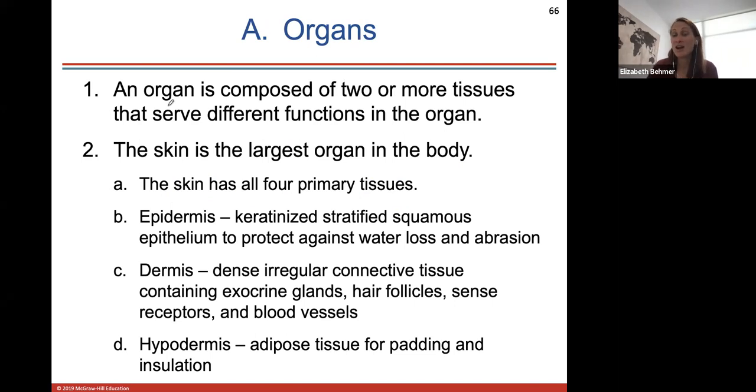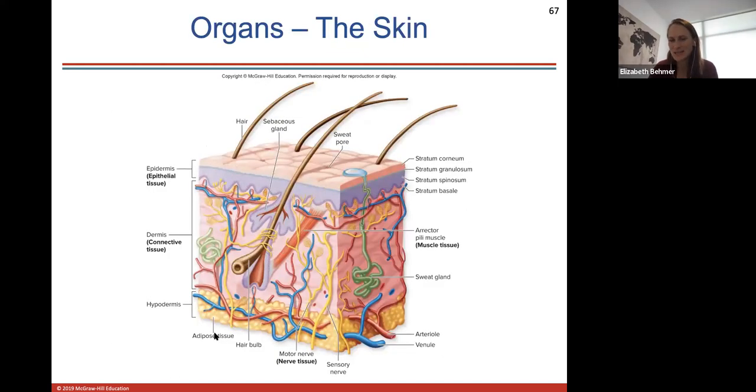The skin is your largest organ in the body. It makes up about 15% of your body weight, and the skin has all four primary tissues. The epidermis is made up of epithelial tissue. The dermis, we have different types of connective tissue. Your hypodermis is made up of adipose tissue. So that is your skin, and you can see the skin here, and we'll have some more information when we get to the integumentary system.